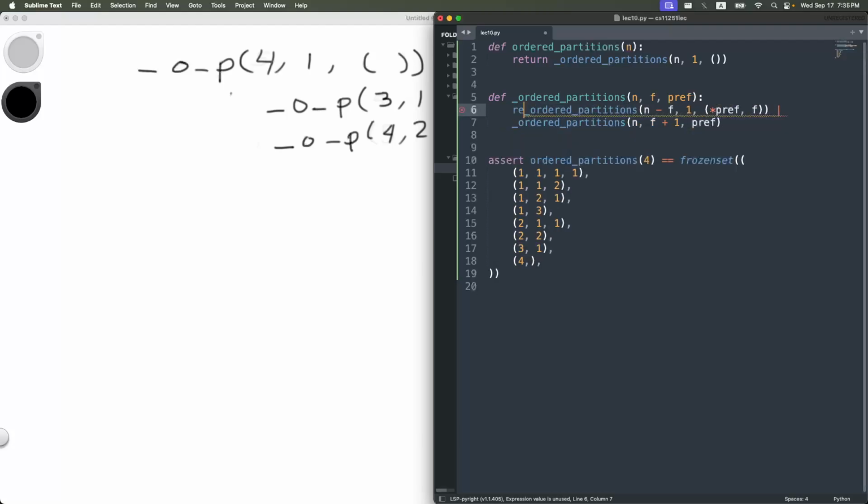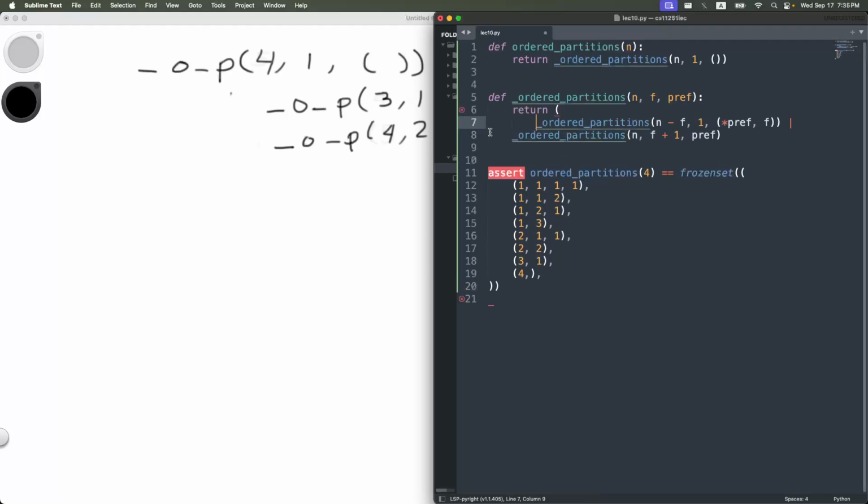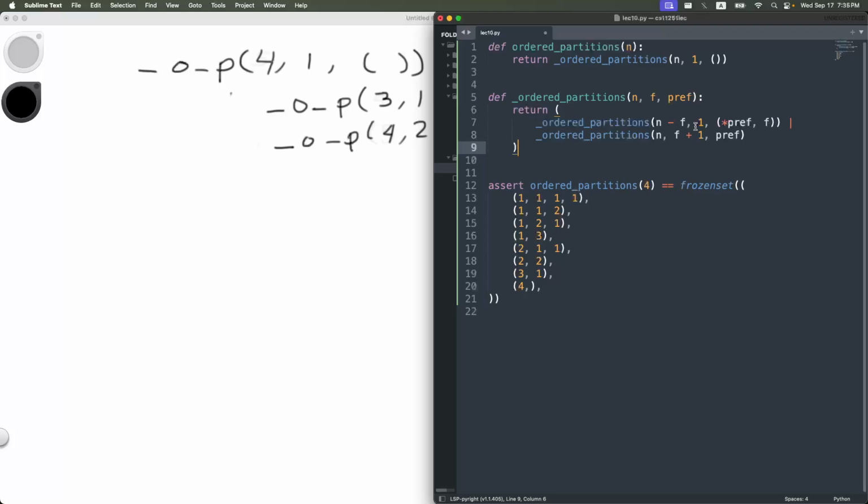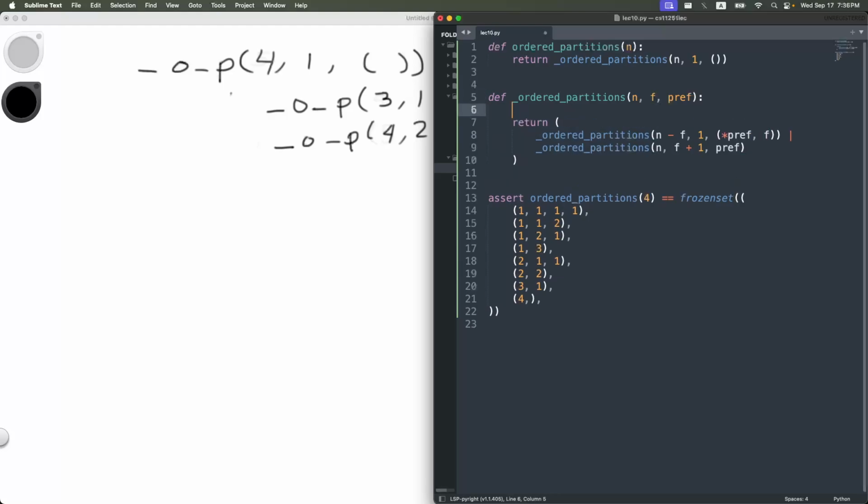And we return this. Maybe I should do this. Okay. So the union of these two frozen sets should contain all the ordered partitions for n and f. Alright, we need some base cases.